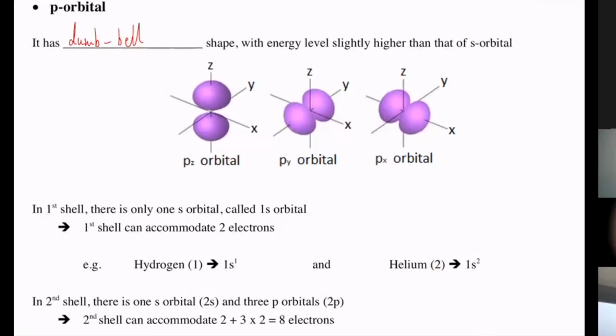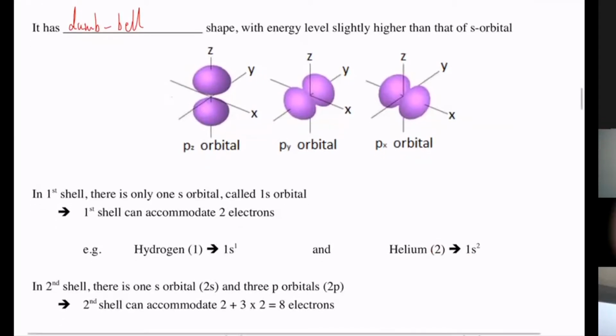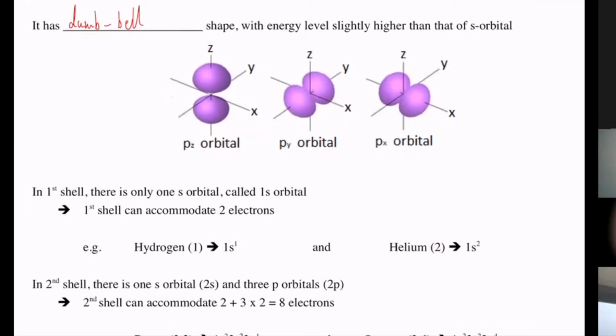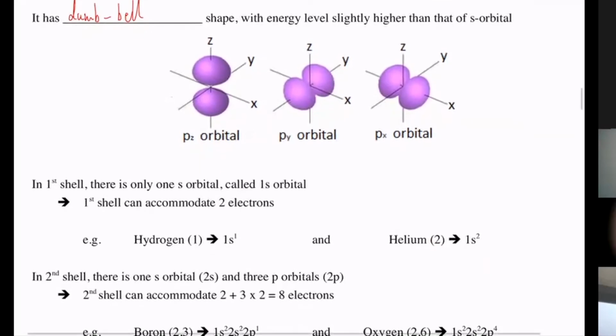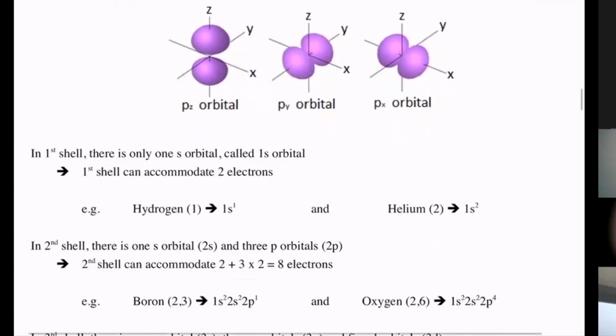Okay, so that's for the first shell. Hydrogen and helium only have an s orbital, so only 2 electrons. And then starting from the second period, all the atoms in the second period are going to have s orbitals and p orbitals.